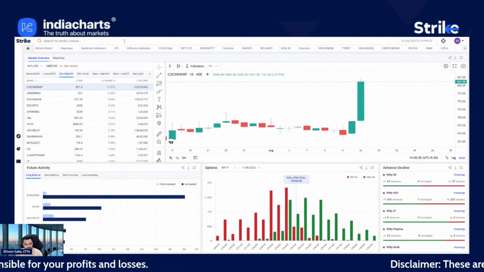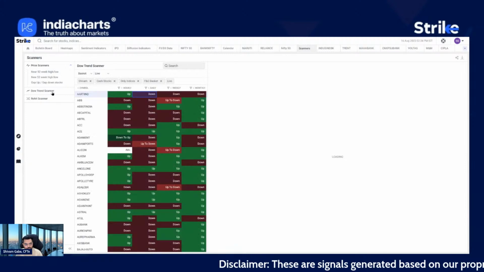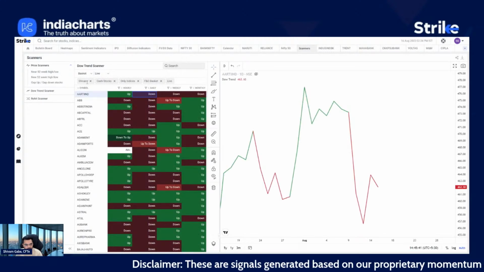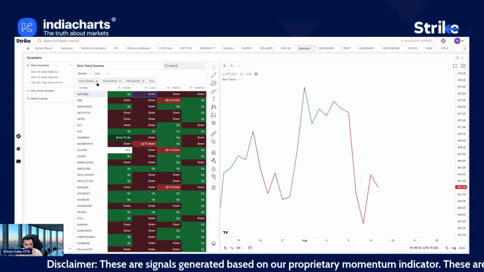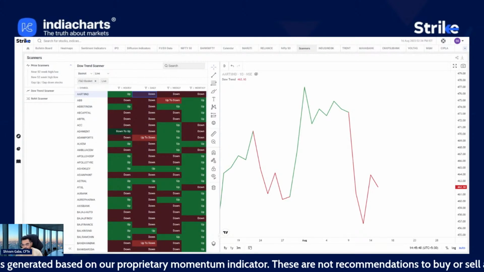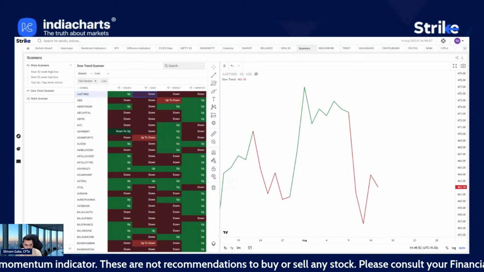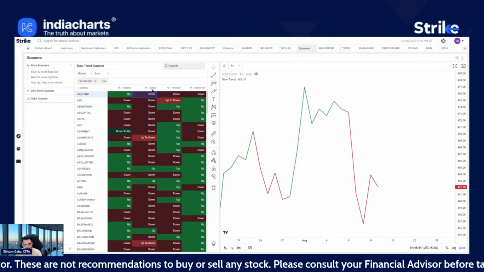So let's see in today's scans if we have any interesting signals coming in from the Dow trend or the Rohit scanner. So Dow trend will look at your price action alone, basically whether or not price is forming higher highs or not, and then based on that it assigns a trend reading.